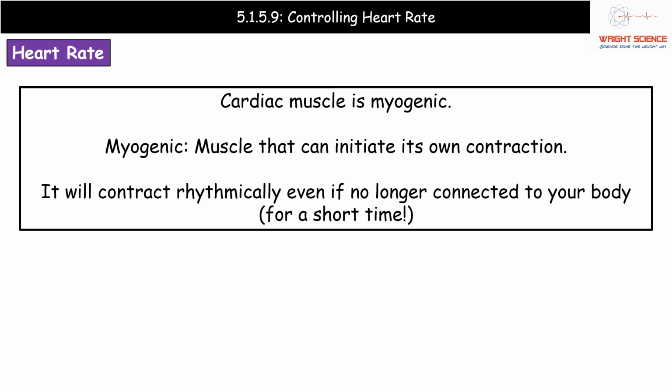One more phrase we should remind ourselves of from Module 3 is myogenic. Cardiac muscle is myogenic, and by that we mean that the muscle can initiate its own contraction. It doesn't require external influence, it's able to cause its own contraction, and if we take your heart out of your body, it will continue to contract rhythmically for a short period of time anyway. Clearly, don't try that at home, because removing your heart from your body is kind of a permanent thing. Don't do it.